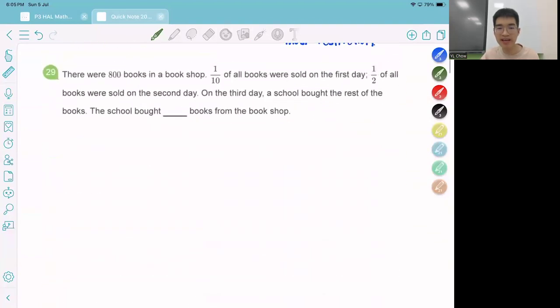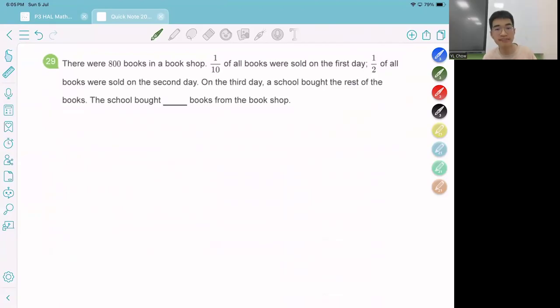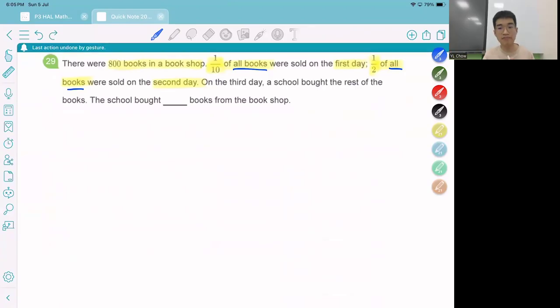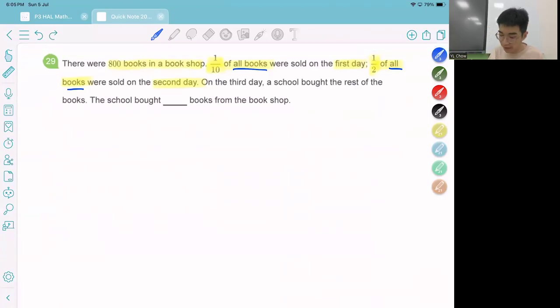Okay, so now let's take a look at the next question, which is question 29. Now, this is a fraction word problem. Let's read the question. There were 800 books in a bookshop. 1 over 10 of all books were sold on the first day. Then 1 over 2 of all the books were sold on the second day. So take note, all the books we are referring to is the total 800 books, right? First day, I sell 1 over 10. Second day, I sell 1 over 2. Now, on the third day, the school bought the rest of the books. The school bought how many books? Meaning, after the first 2 days, how many books are remaining, right? How many books are remaining?